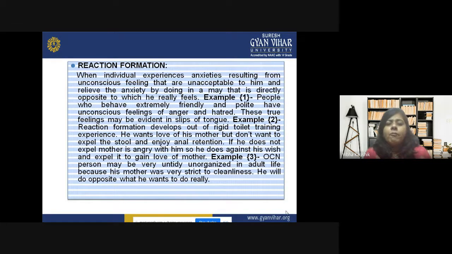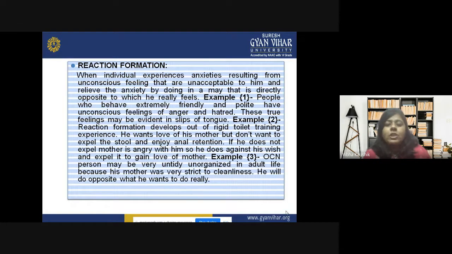Reaction formation: when an individual has anxieties resulting from unconscious feelings that are unacceptable to him, he relieves the anxiety by behaving in a way that is directly opposite to what he really feels. Example: people who behave extremely friendly and polite may have unconscious feelings of anger and hatred. These true feelings may be evident in slips of the tongue.